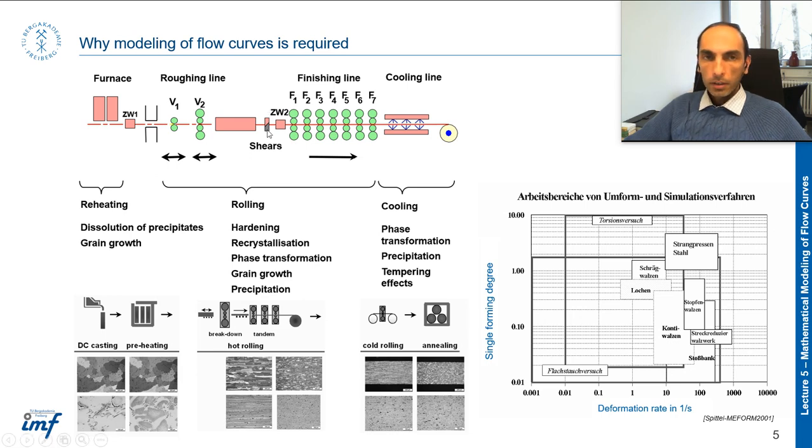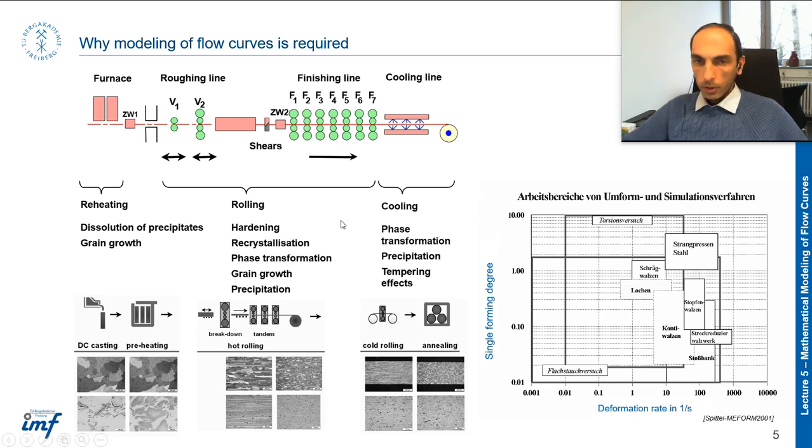And then again, sometimes, not all the time, but sometimes you have a furnace in the middle, again to make the temperature homogeneous and to bring up the temperature. And again you have rolling for the finishing. The final stages usually are the cold rolling, as you know, and then finally you have the cooling stage, in which again the temperature reduces, and of course you will see the phase transformation, precipitation, and tempering effects again.